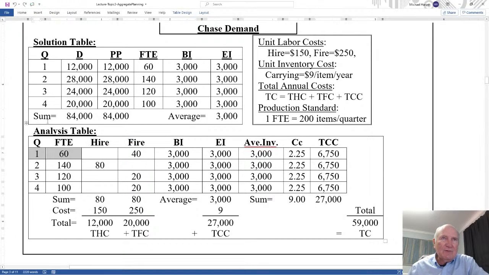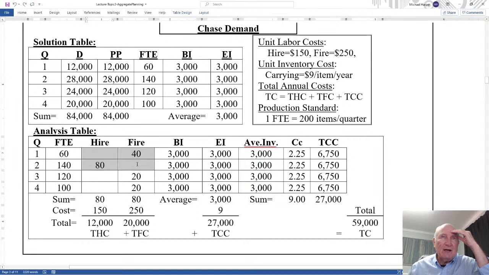So the beginning of the first quarter of every year, since the last quarter of every year you have 100 FTEs, if the first quarter of every year you only need 60, you have to reduce that 100 down to 60 or fire or reduce 40 at the beginning of the first quarter of every year.